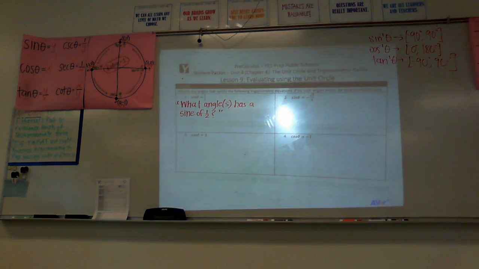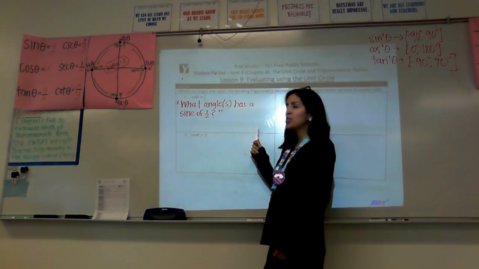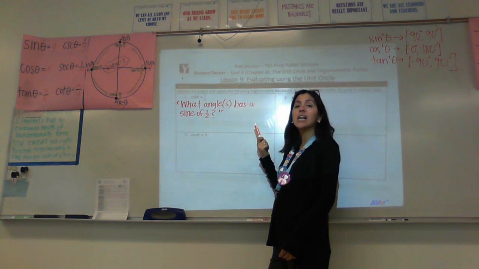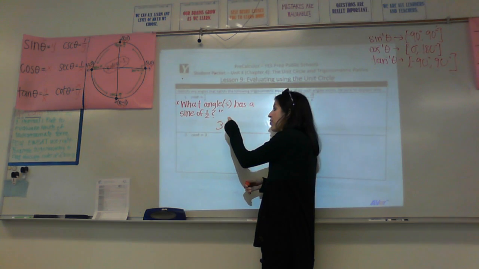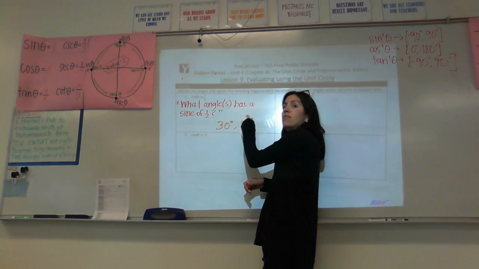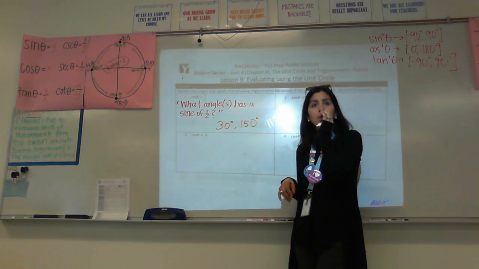All right, here's what I'm seeing on many papers. When posed with this question, what angle or angles has a sine of 1/2? Many of you are arriving at a conclusion of 30 degrees and 150 degrees. Can I get nods or snaps if that's what you came up with?